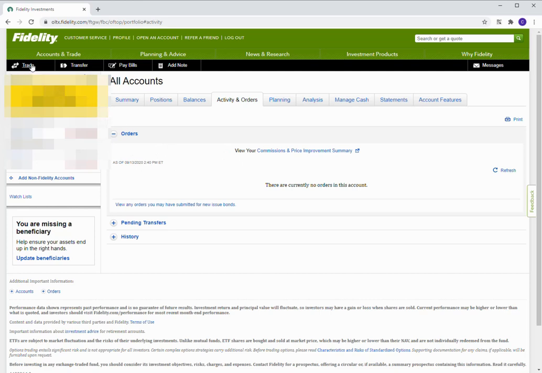The other parts to pay attention to, you have trade and you have transfer. I don't mess with pay bills too much. I'm assuming you can pay bills from your Fidelity account, but I never have. Really, my main two here are going to be trade and transfer. Trade is, of course, when you're ready to trade, aka buy some sort of stock. And then transfer is where you go to bring money from account to account, so from your banking account to Fidelity or vice versa.